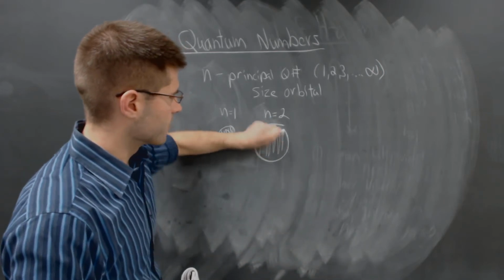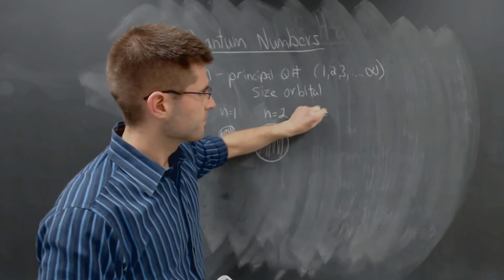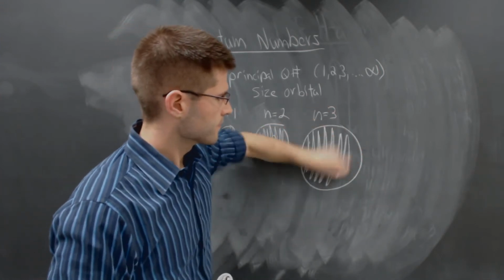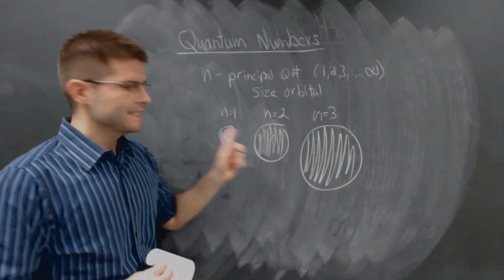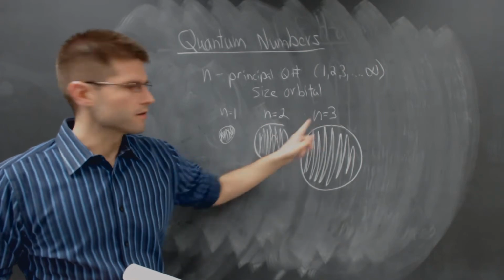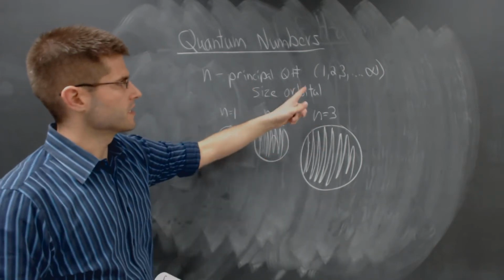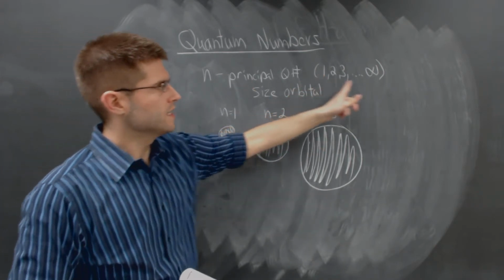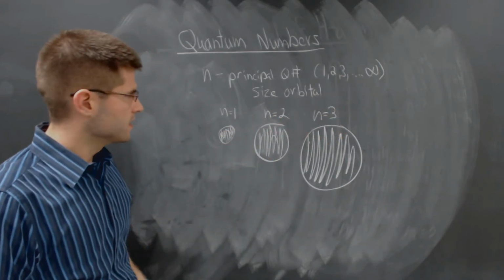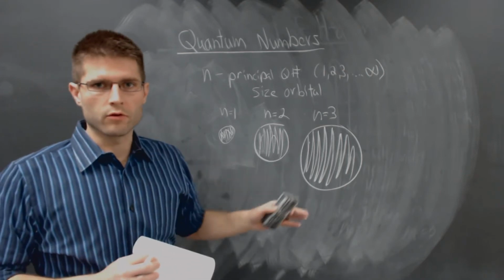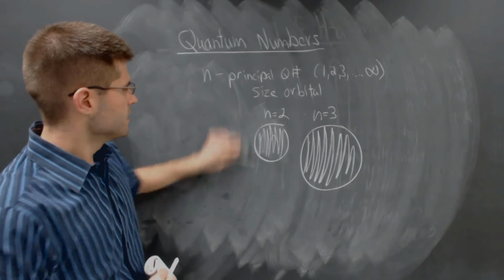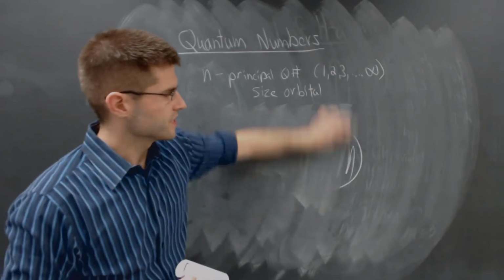Still, the electron can be found everywhere. N equals 3, it's still going to be even larger. So the size of the orbital increases with an increasing n number. This is called the principal quantum number. It can range anywhere from 1 to positive infinity, and tells you the size of the orbital. So that's the first quantum number that we're going to be talking about. So just remember, n tells you the size.